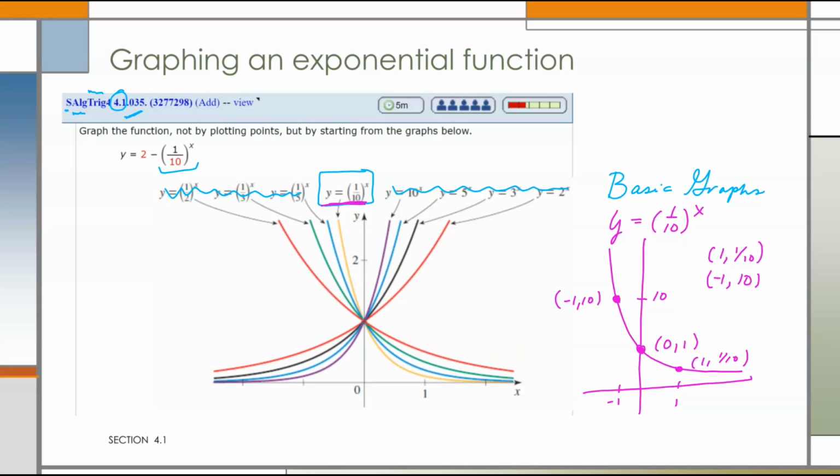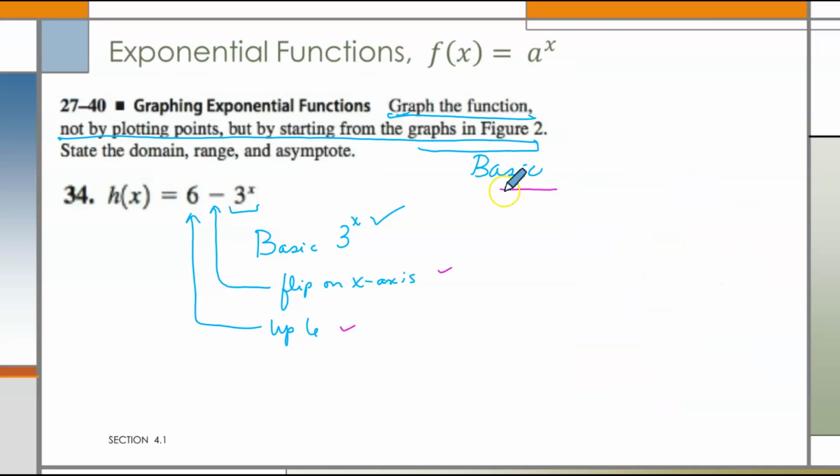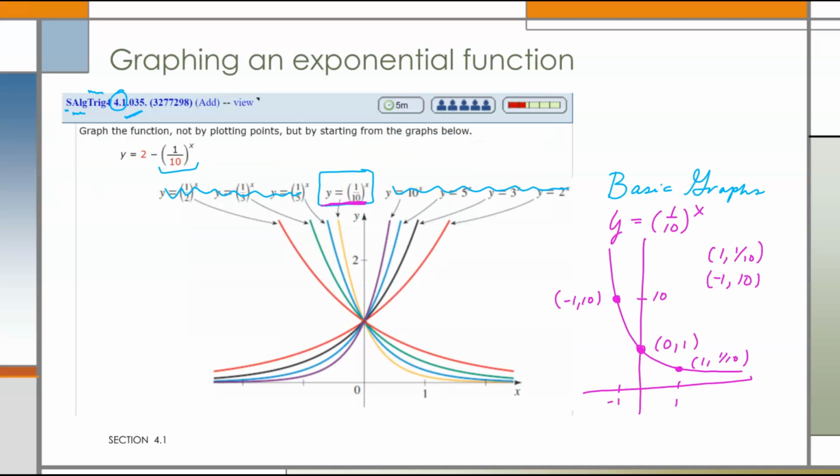Okay, next, like we did here, we figured out our basic graph. Now we're ready to figure out transformations. Okay, so what transformations do we have with y equals 2 minus 1/10 to the X? What's our transformation? Flip on the X. What's our transformation? Up 2. So we're going to take this graph, we're going to flip it on the X, and then we're going to move it up 2. So 1, 2.